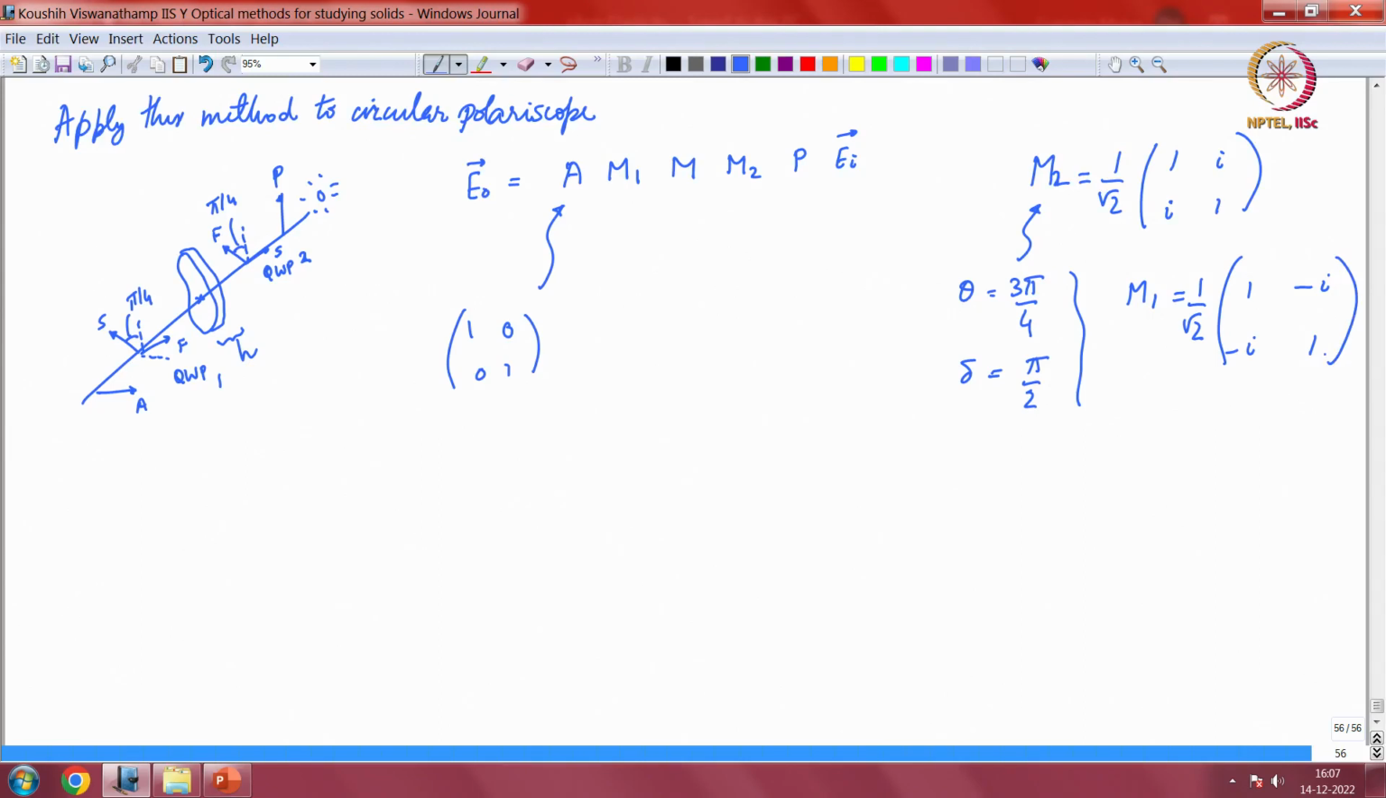Again, the relative signs are important, not the absolute signs. So, the first one could be 1 minus i 1 and this could be 1 i 1, it does not matter, right. The fact that the two signs are opposite of each other is what is important, they are complex conjugates of each other.